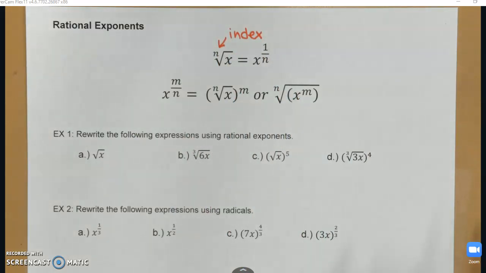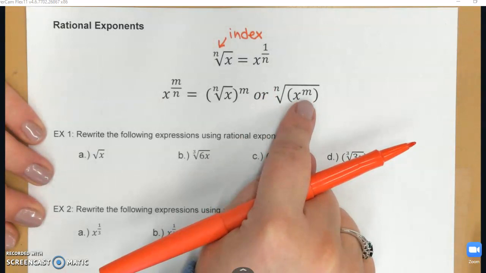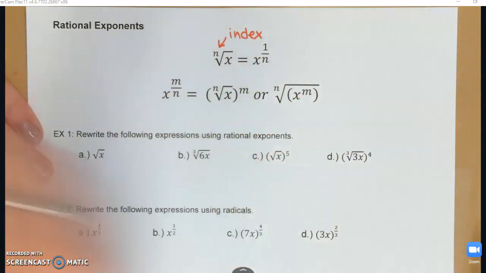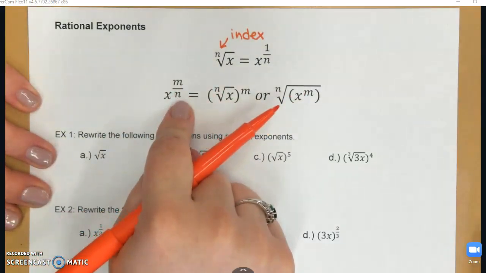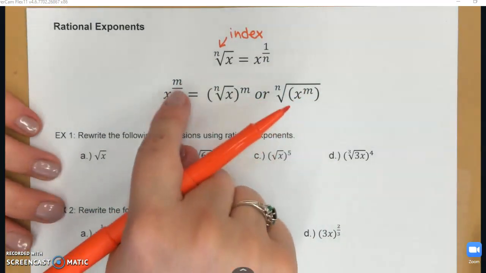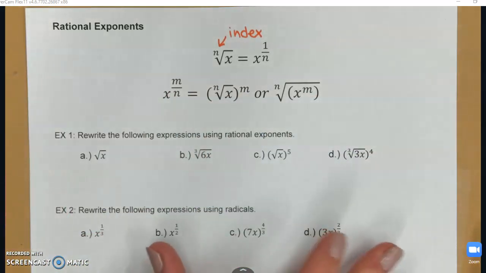The other thing we might see sometimes is if I have a radical, but I also have a power either inside that radical or outside that radical, and we can represent that as a rational exponent as well. The index is still the denominator, and my other power becomes the numerator. And again, that numerator can either be outside the radical or inside the radical. So let's look at some examples.